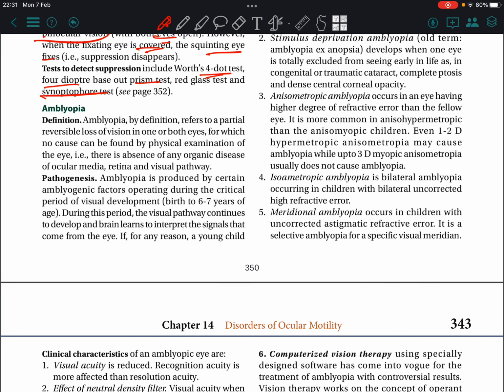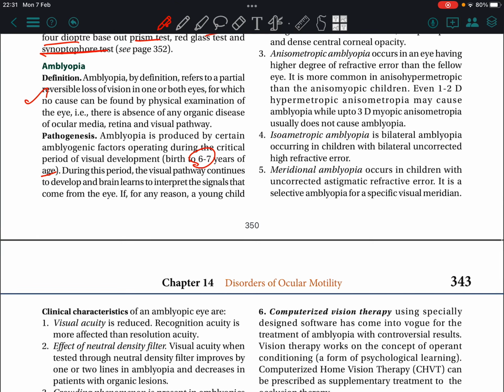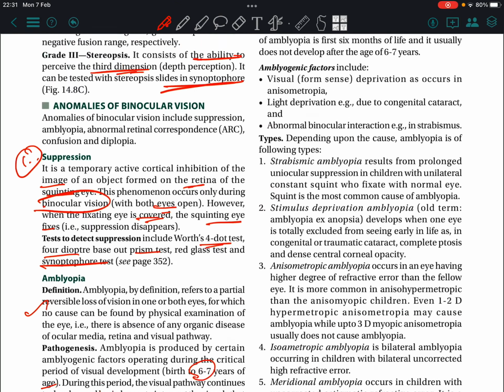Amblyopia. Amblyopia by definition refers to partial reversible loss of vision in one or both eyes, for which no cause can be found by physical examination of the eye. That is, there is absence of any organic disease of the ocular media, retina, and visual pathway. Pathogenesis. Amblyopia is produced by certain amblyogenic factors operating during the critical period of visual development, birth to 6 to 7 years of age. During this period, the visual pathway continues to develop and the brain learns to interpret signals that come from the eye.